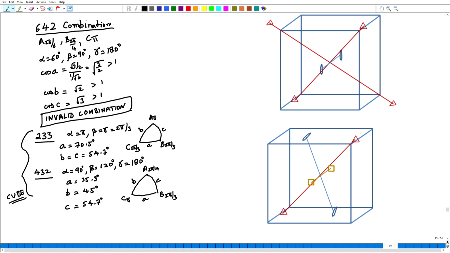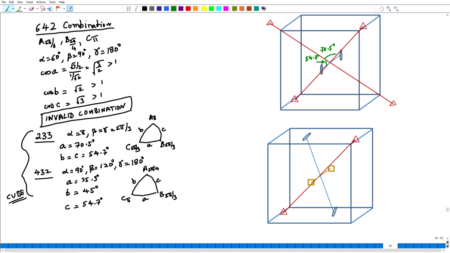If I look at the various angles, when I say A in 2, 3, 3, A is 70.5 degrees, which is the angle between the two 3-fold rotation axes. Angles B and C are basically the angle between the 2-fold rotation axis and the 3-fold rotation axis, and that angle is 54.7 degrees. So, there you have it, this combination will fit in the cube.